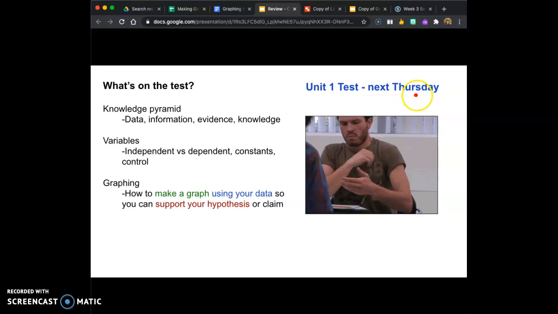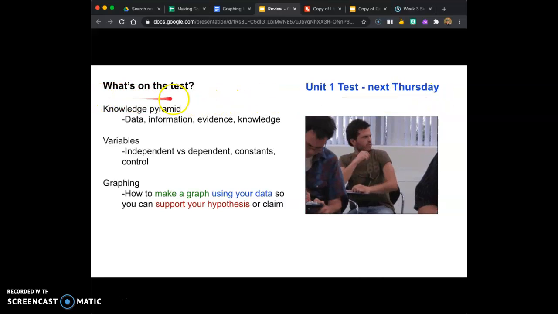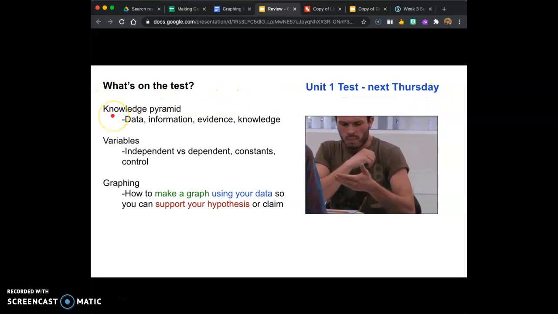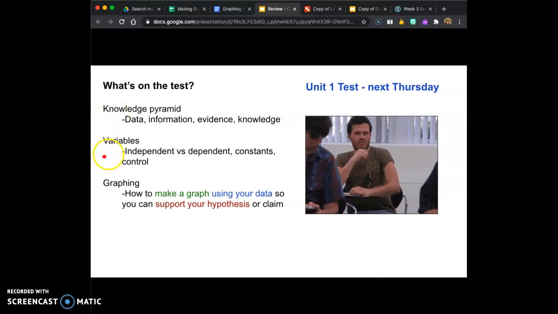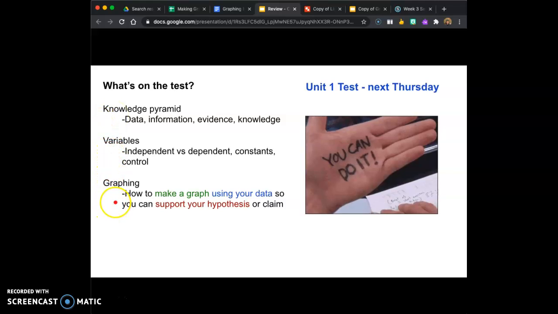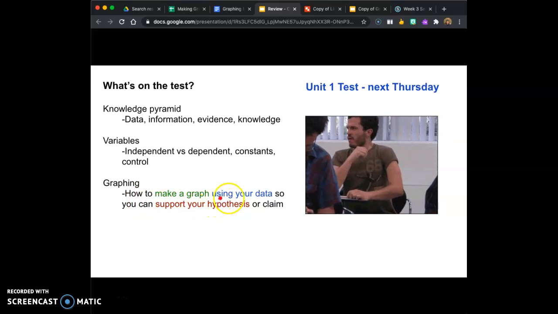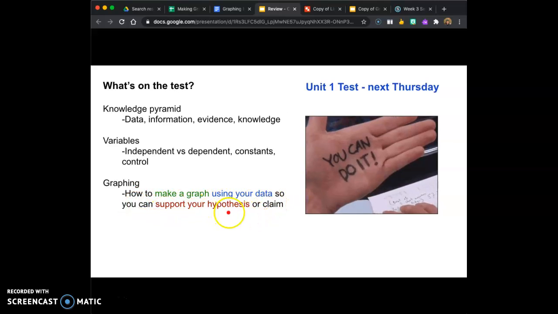So we do have a test next Thursday. What's on the test? The knowledge pyramid, which we'll talk a little bit about, variables, and graphing. How you can make a graph using your data to support your hypothesis.